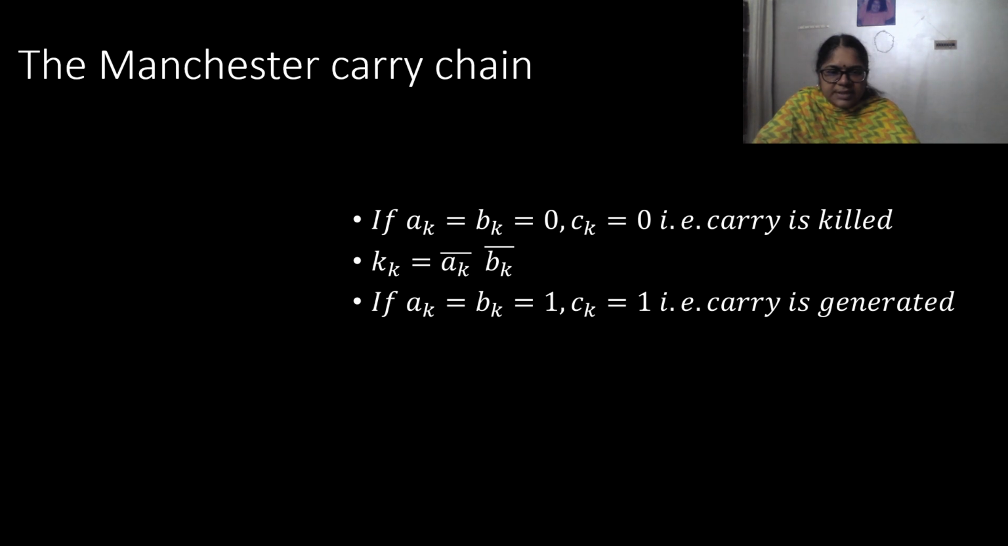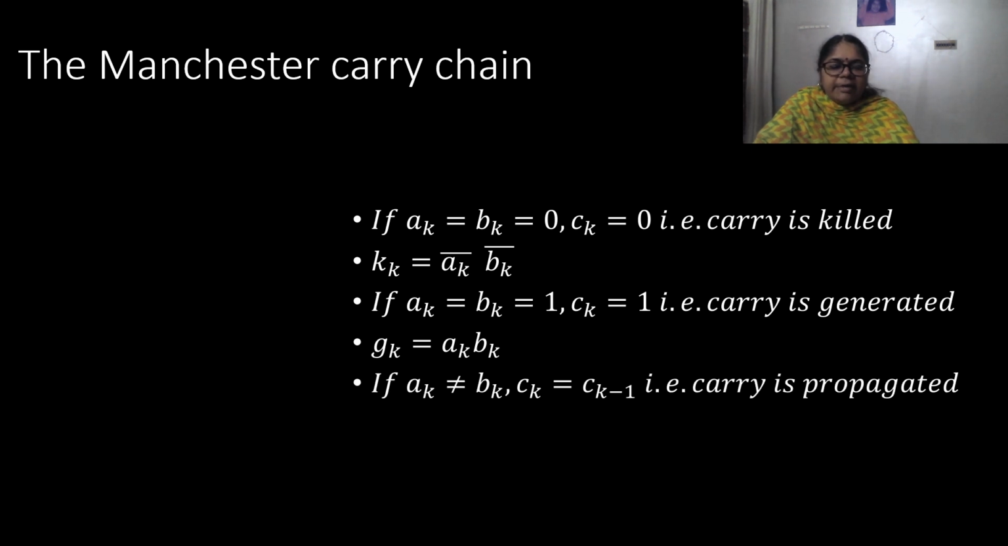Similarly, as I explained previously, if A equal to B equal to 1, then the new carry is equal to 1. That means the carry is generated. Thus, if A and B are 1, whatever may be the previous carry, the new carry is 1. Thus, the generate signal G is equal to A into B. If A is not equal to B, that is A is 0, B is 1, or A is 1, B is 0, then the new carry will be equal to old carry, or Ck will be equal to Ck minus 1. That is, the carry is propagated through the adder cell.